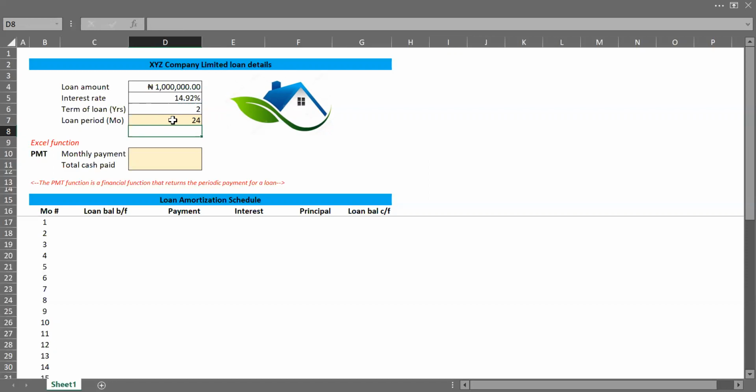And to find the monthly payment for this loan, we'll be using the PMT formula. Note that the PMT formula or function is a financial function that returns the periodic payment for a particular loan. To calculate the periodic payment for this loan, using the PMT, we say equal to PMT, open bracket. We bring in the rate, 14.92%. Note that this rate is an annual rate. To make it a monthly rate, we divide by 12.